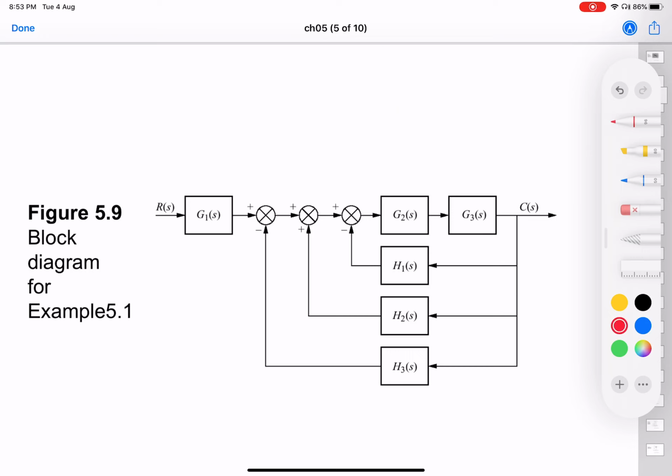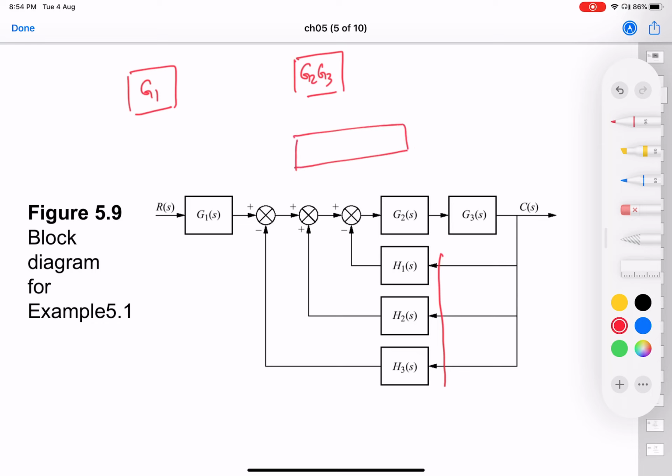So you have this G2 G3 combined together, G2 G3, right? And you have this G1 out here, and these three can be combined because these are in cascade, these are in parallel, and H1 is negative, H3 is negative feedback, but H2 is positive. So this is a feedback path, all three of them. So minus H1 plus H2 minus H3, right? And this is all that you're taking from CS, right?